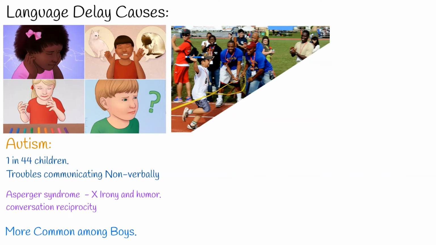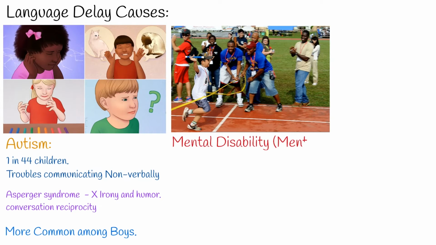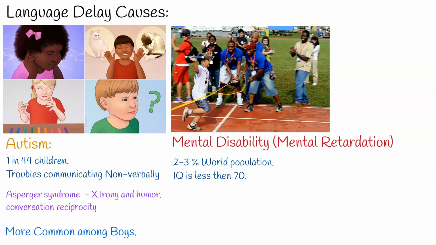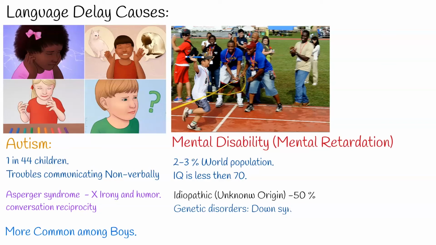Another common cause of language delay is intellectual disability. Previously it was called mental retardation. Around 2 to 3% of the world population has intellectual disability. Intellectual disability is when IQ is less than 70. The cause of intellectual disability is unknown in most cases. In known cases, it can be caused by genetic disorders like Down syndrome or Fragile X syndrome, or inherited directly from parents. But such cases are rare.